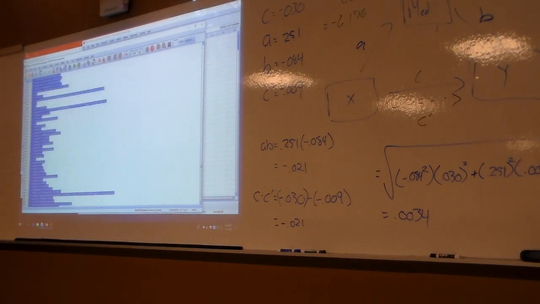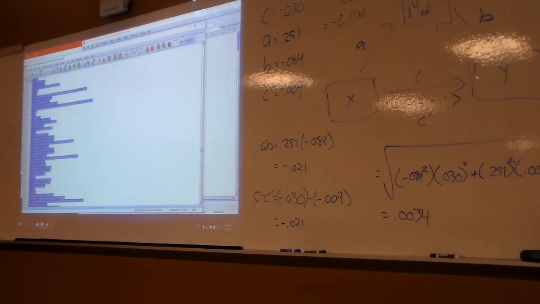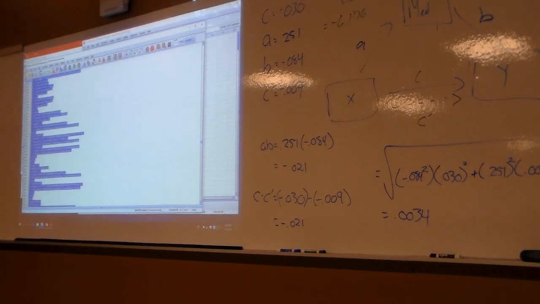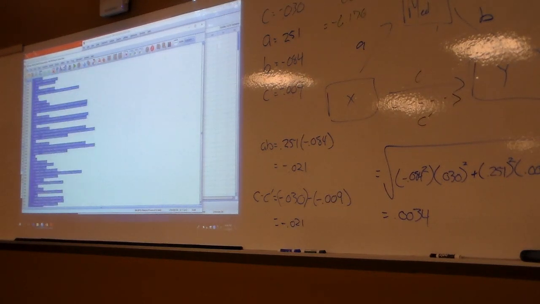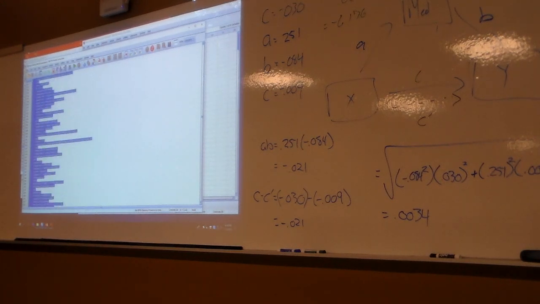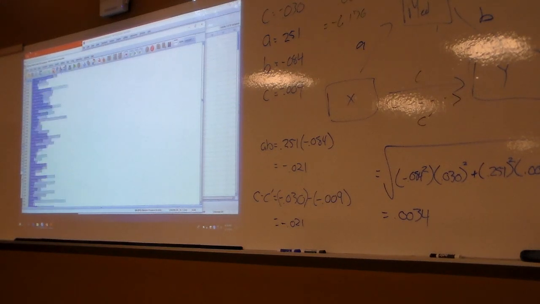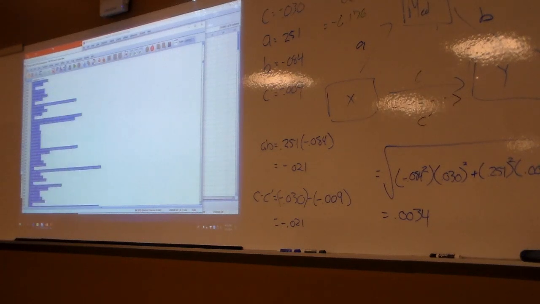It's going slower than I'd expected. This is going faster on my computer. Elevate the music or something.